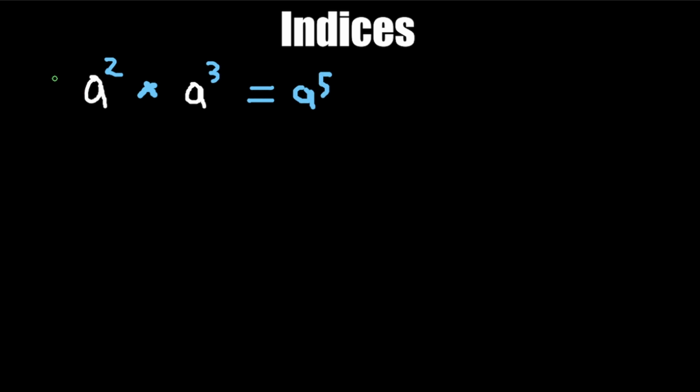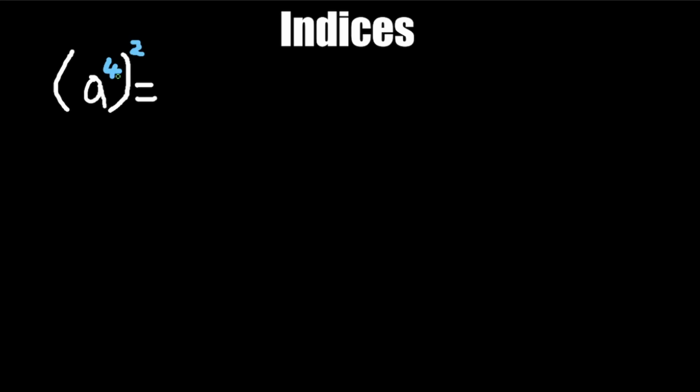Now, what if they had coefficients? So let's say this is 2a squared and this is 3a cubed, right? So what would happen is that we also multiply the coefficients. You should always remember to multiply the coefficients, because if you don't, that's just going to lead you into a whole host of wrong answers and problems. So this is going to be 2 times 3, which is 6. So a squared times a cubed, that is going to be a to the fifth power. So that's our answer. Now we know how to multiply indices.